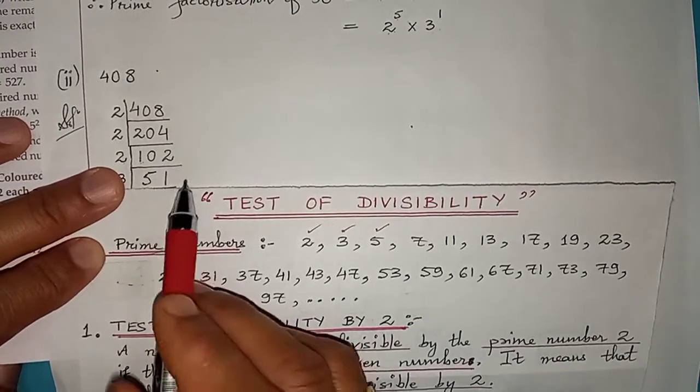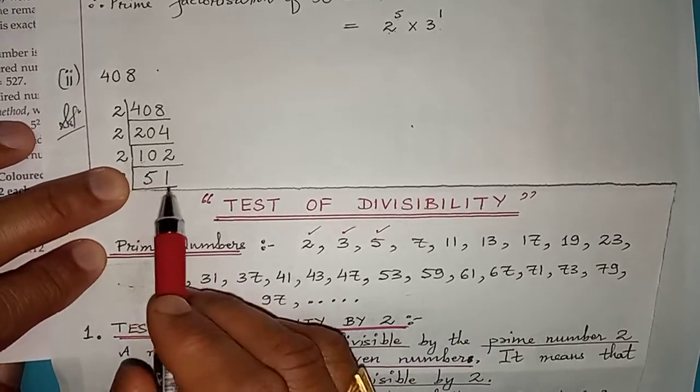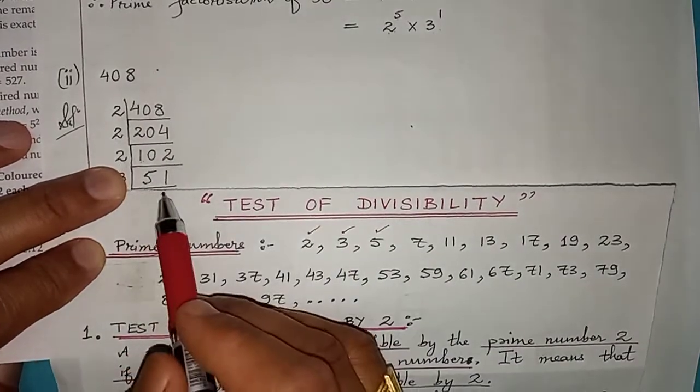So you can see, students, that now we have got 51. Now the question again comes: can we divide by 2 or not? Because so far we have been able to divide by 2. But now let's check 51.